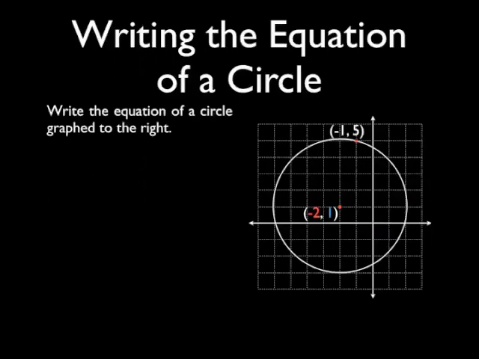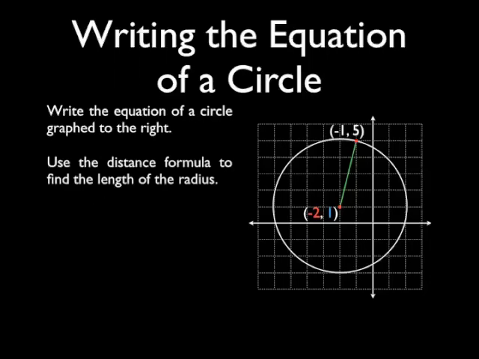Here we're given a circle. The center is labeled as (-2, 1), and we are given another point on the circle, (-1, 5). But we're not given the radius. Oh no, what do we do? Well, remember what we talked about right at the beginning of this lesson? The radius is simply the distance between 2 points. So let's use the distance formula.